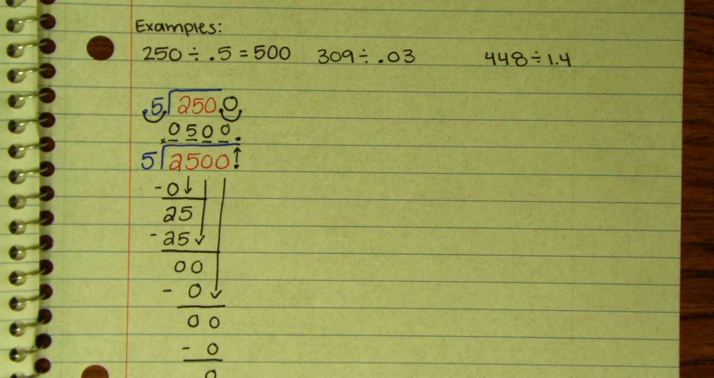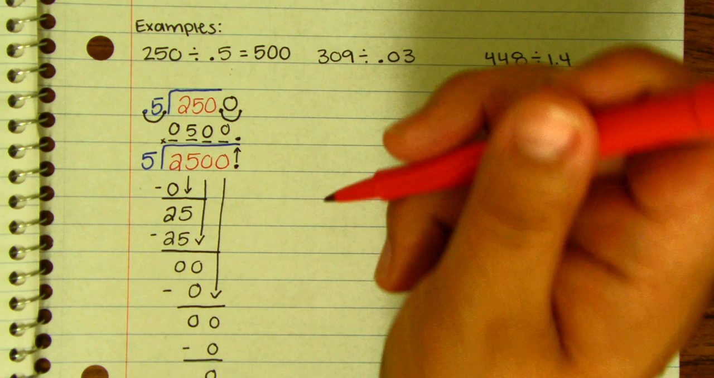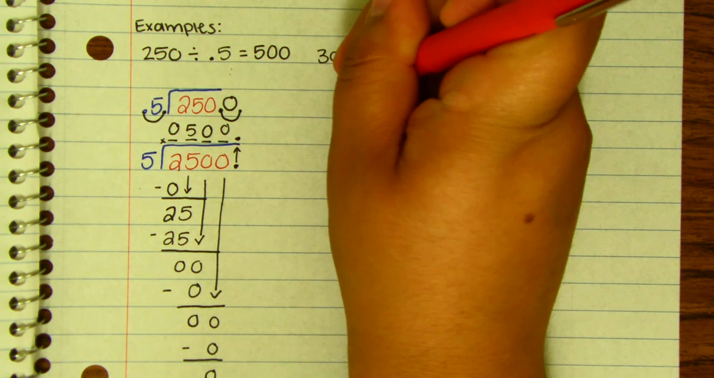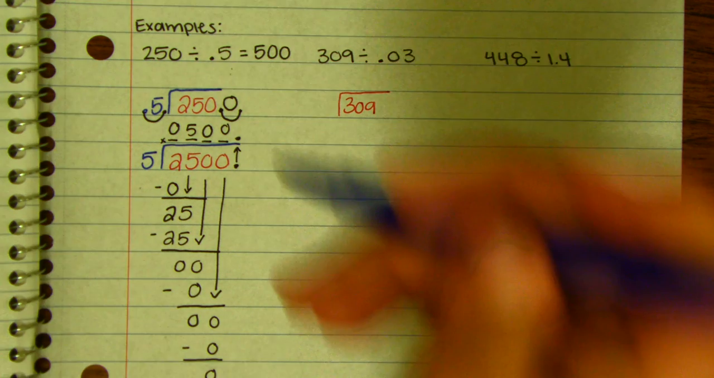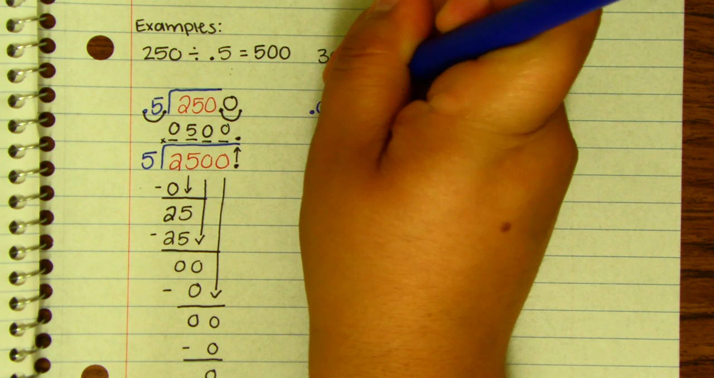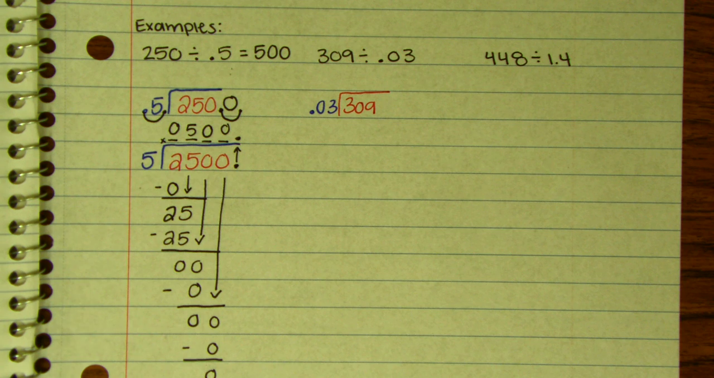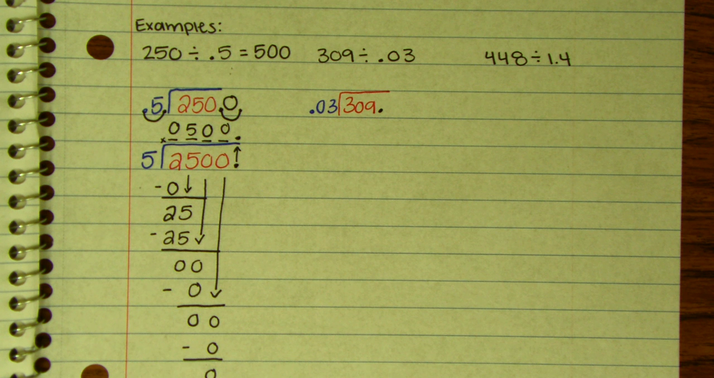Same process. I'm going to write out my numbers. This one is 309. So I'm going to write 309 inside the house because that is the dividend. And the divisor is 0.03. Now, before I move the decimals over, I have to put the decimal point on the dividend so I know how many places I'm going to move it.